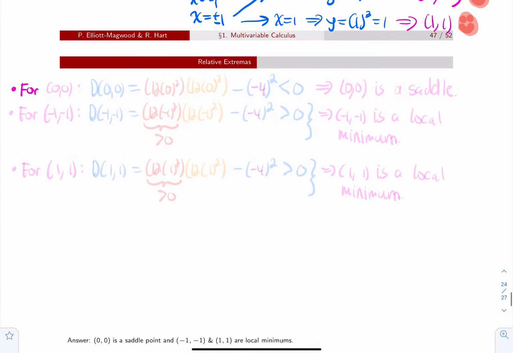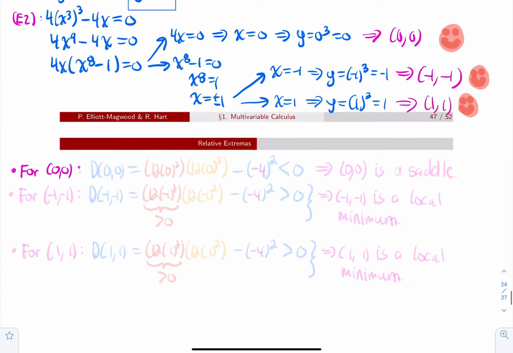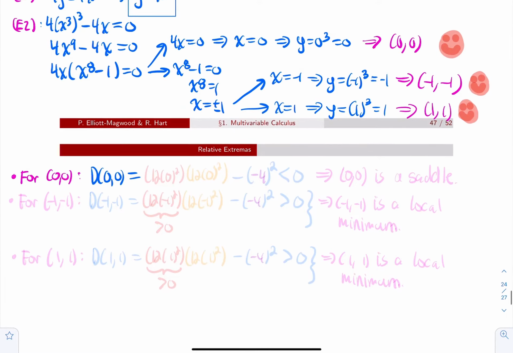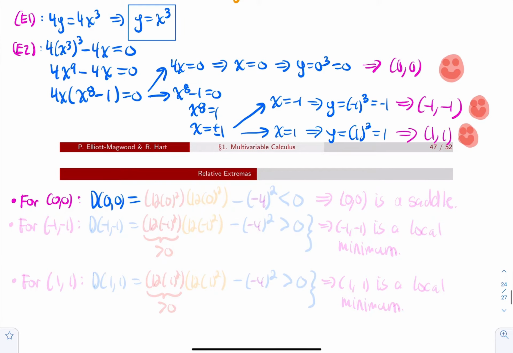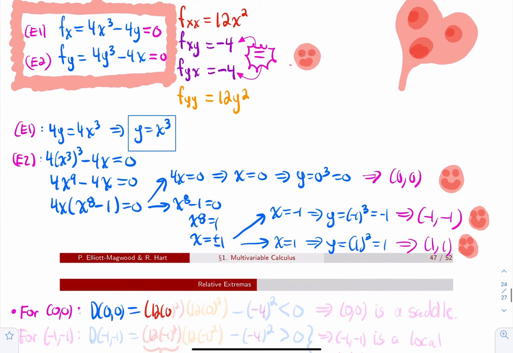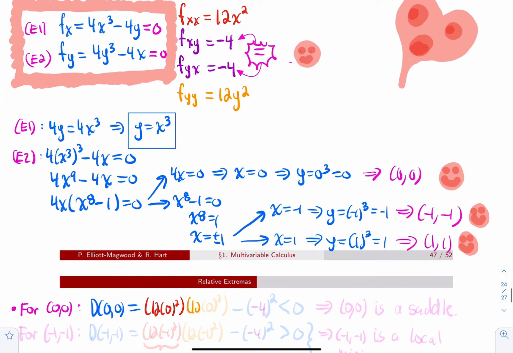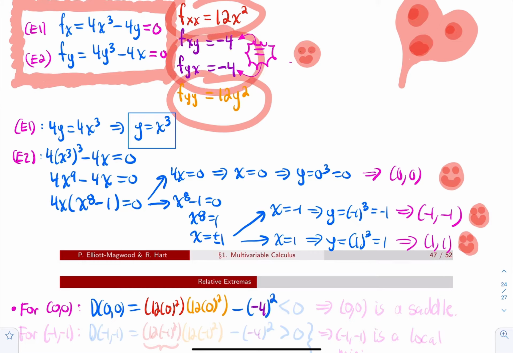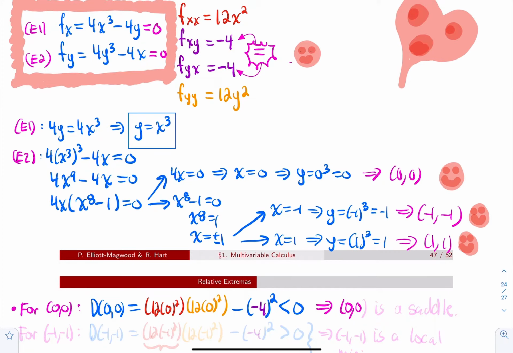For (0, 0), you compute the D number. So it's D at (0, 0), which is f_xx, so it's 12 times 0 squared, times 12 times 0 squared, that's f_yy at (0, 0), minus f_xy at (0, 0). But here it's a constant function, so you get minus 4 squared. So you get something negative. So automatically here, we can conclude that (0, 0) is a saddle point.